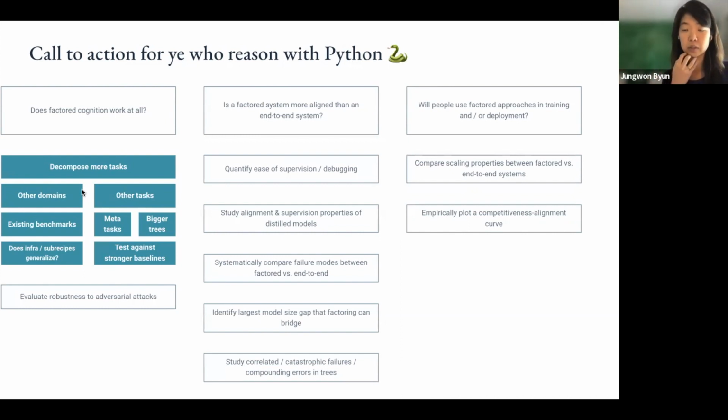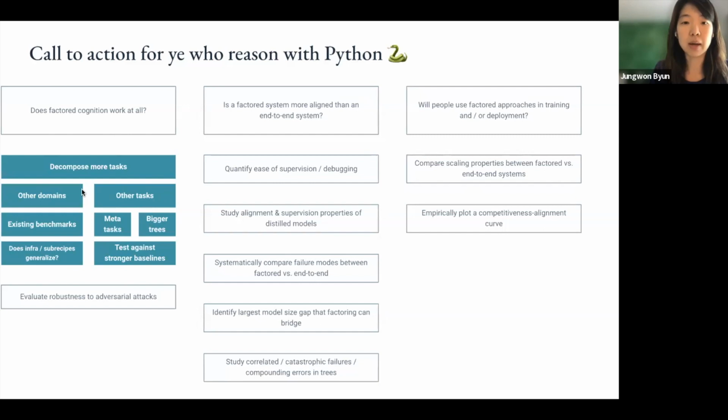Again, like I alluded to at the beginning, distillation is a whole different part of this that we haven't started looking at yet. So when do you need distillation? How much can you get away with not using it? How much of the alignment properties are preserved when you start to distill? So either training a model to generate all the intermediate steps, or training a model just on the inputs and outputs generated by a factored approach, for example.